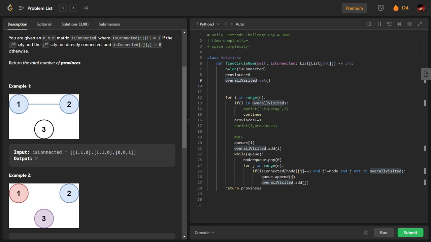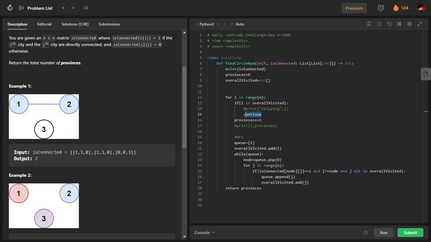Okay, so this is going to be the outer for loop. It will be run for each of the nodes. For the first node, let us say the zeroth node, what will happen is, see, I will check if the zeroth node is in overall visited or not. If it is not in overall visited, I will be coming down. If it is there in visited, it will be skipped.